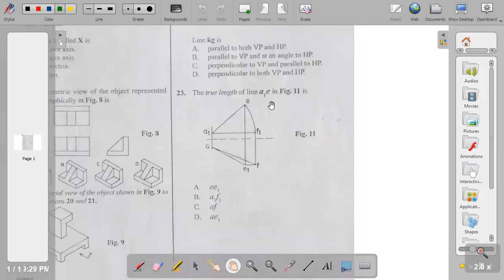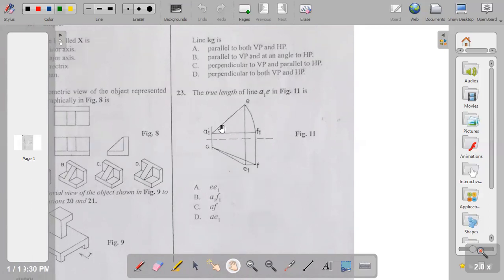Question 23. The true length of line A prime E in figure 11 is, what's the true length? So let's see. This is A prime E and this is AE1, this is AF. Now, when you want to get the true length after you have projected from A prime down to get your A and E down to get E prime, the next thing, you draw a thin line at this angle.